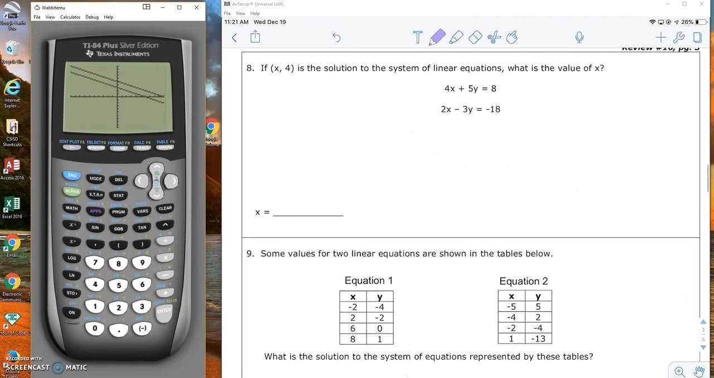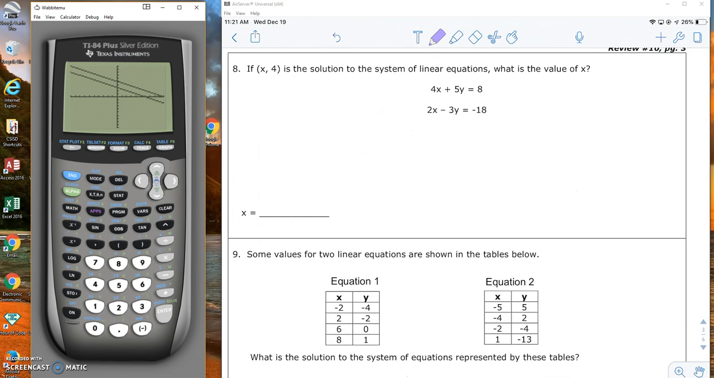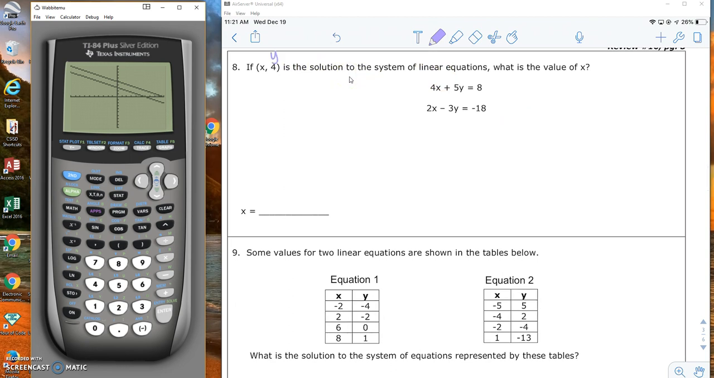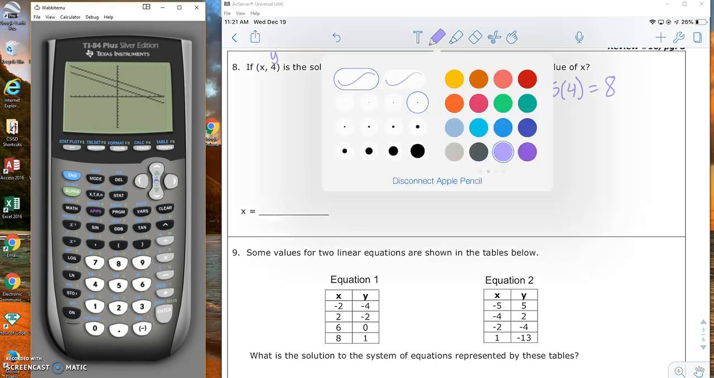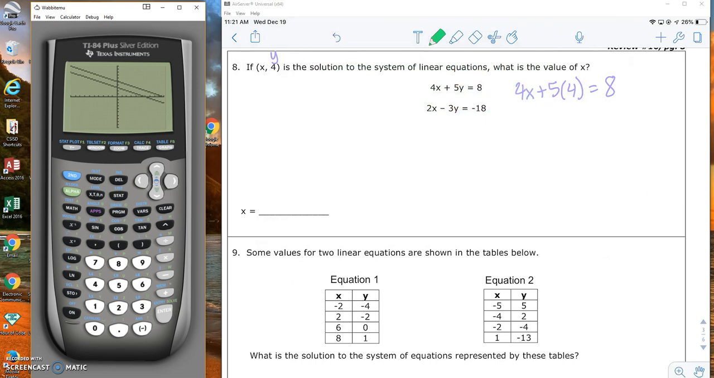Okay, a couple more problems for this video. 8 says if x comma 4 is the solution to the system, what is the value of x? So what they're giving me here is a y value. Now I have two options for this problem. I can take this problem as is and plug it into matrices to get my x and my y, or I can substitute in a value of 4 in either one for y. So I could do it for the top equation or the bottom equation, and then just solve for x like normal. 5 times 4 is 20.